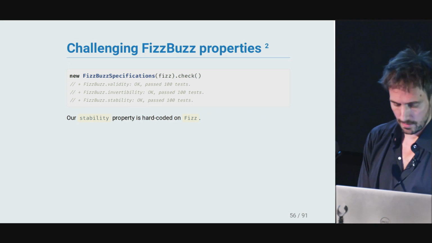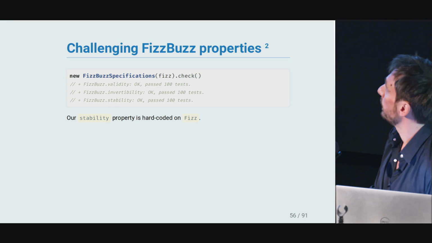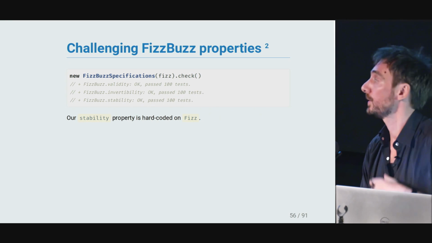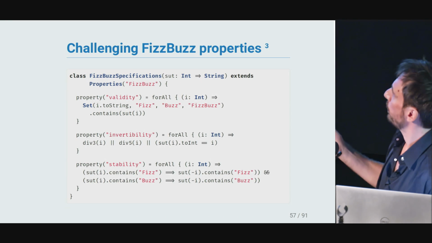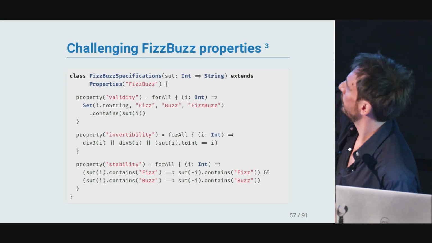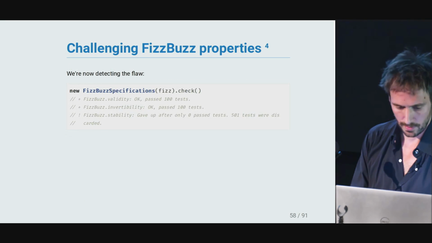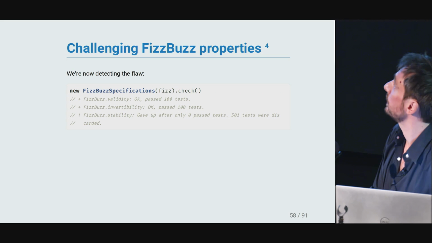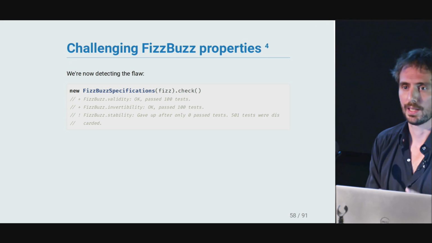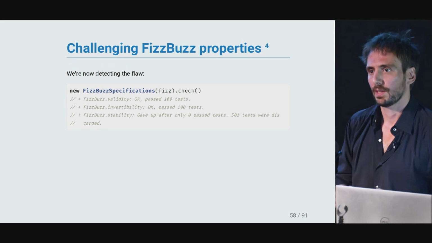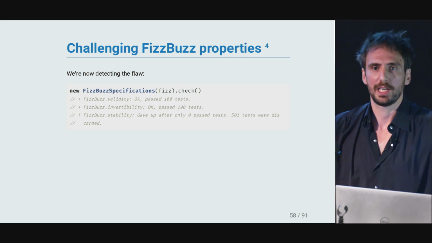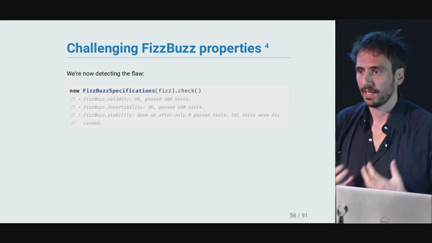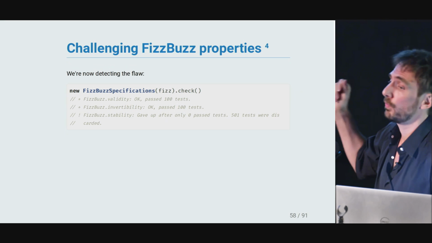So, as I said before, we know what the problem is: the hard-coded fizz. We don't deal with the buzz case, so we just update the stability property to deal with both fizz and buzz. And at this point, the tests fail as expected, and we have a much better set of properties. So this is how you go from no property, I don't know what I'm doing, to a set of robust properties that will fully test a system.